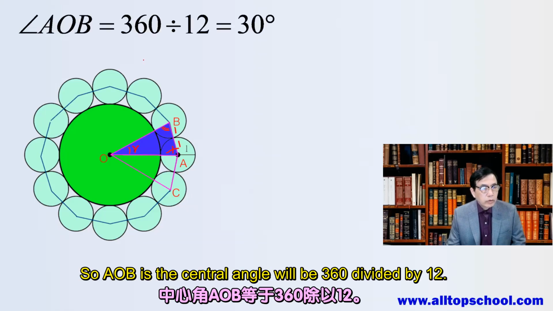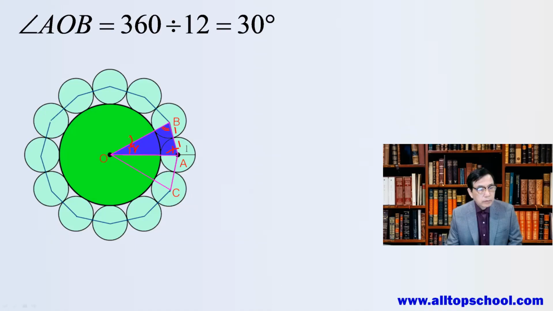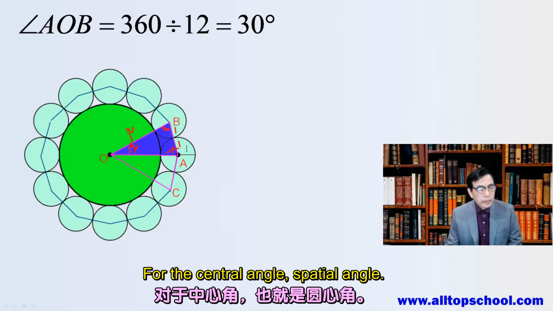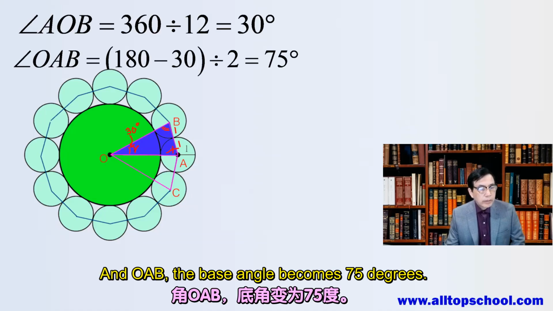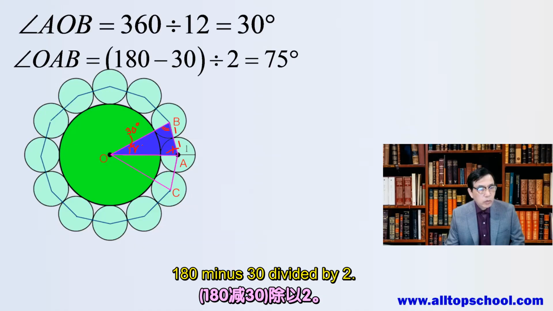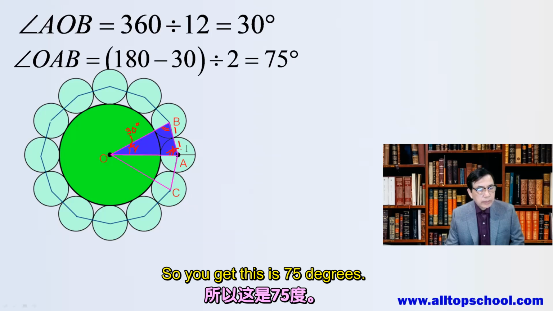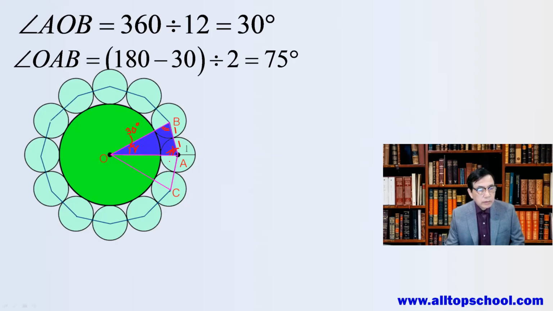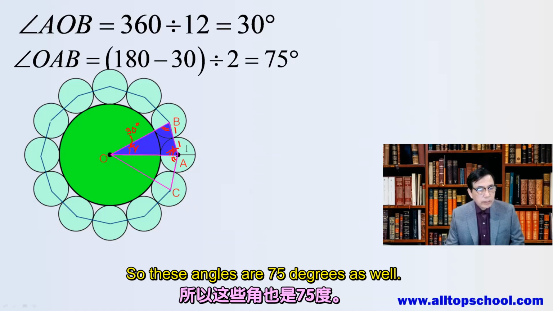So AOB, the central angle, will be 360 divided by 12. You get 30 degrees right here, the special angle for the central angle. And OAB, the base angle, becomes 75 degrees because 180 minus 30, divided by 2, since these two base angles are the same. So this is 75 degrees. Certainly all these are congruent, so this angle is 75 degrees as well.